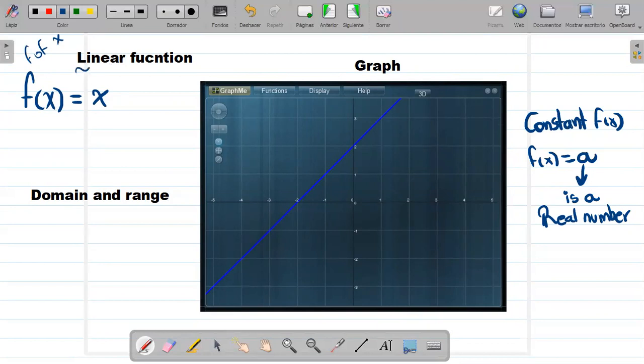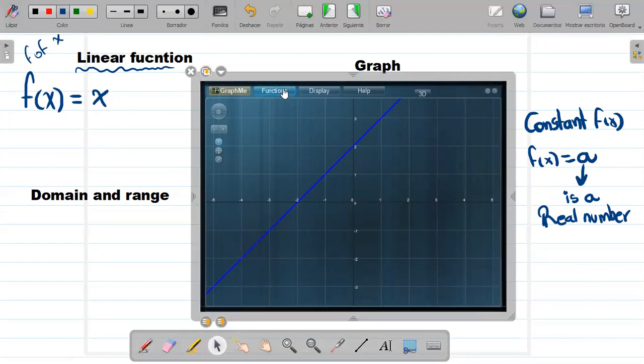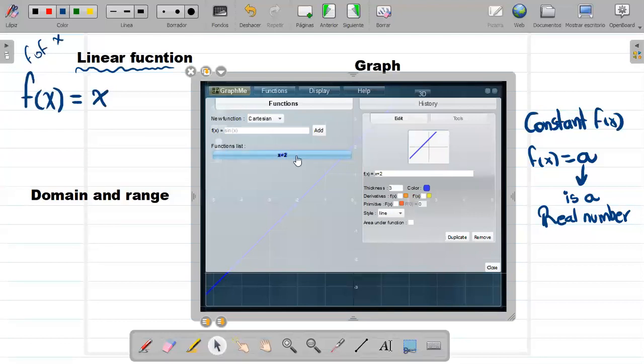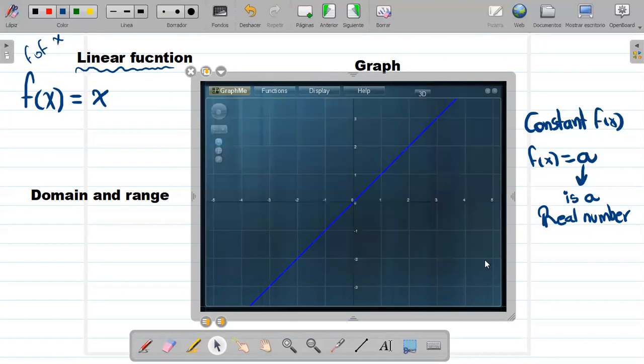The curious thing about the linear function, first of all, the graph of this one, it's a line. Of course, this is not the display of f of x equals x. This is another function that I have here. The function that I have is x plus 2, but I can change that and just leave it like x. And as you can see, there it is. This is the linear function, f of x equals x.